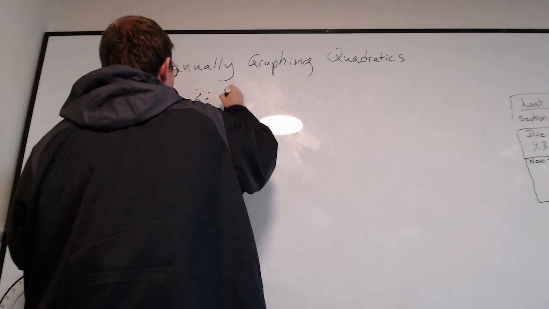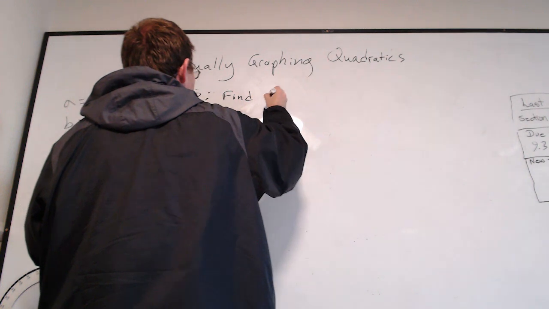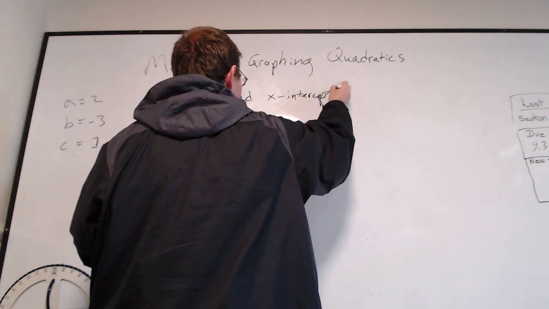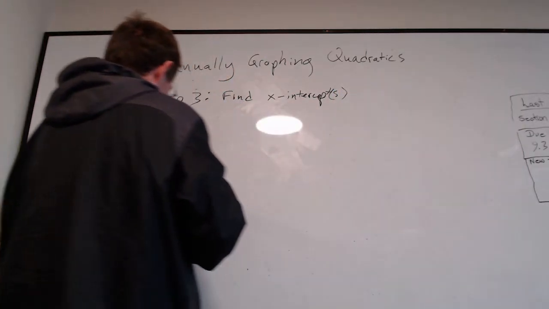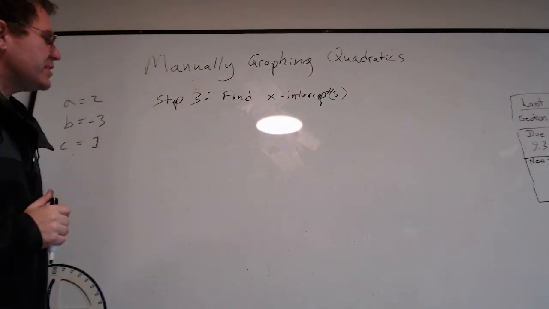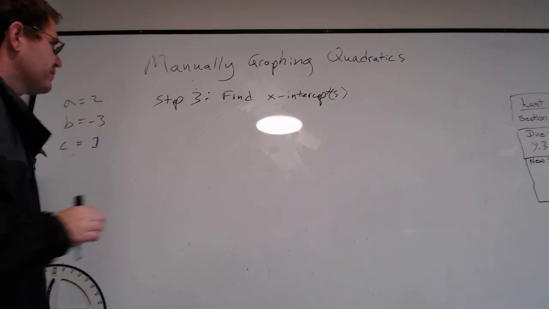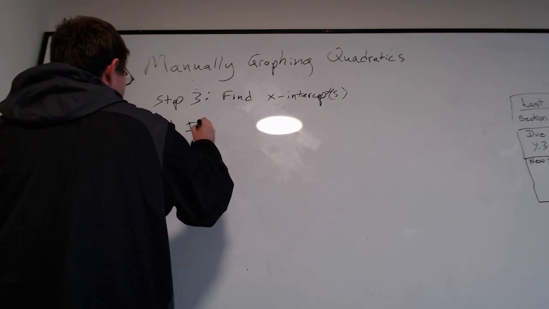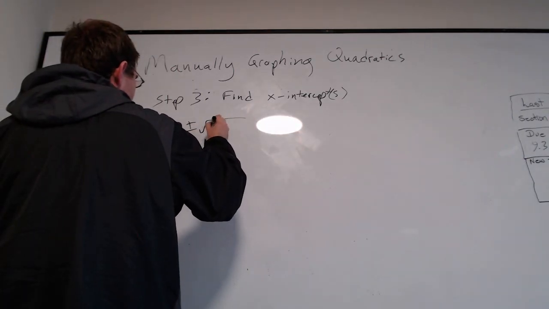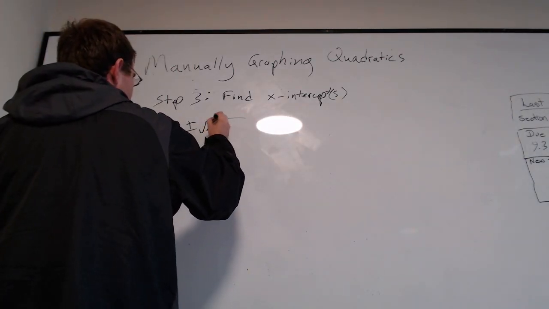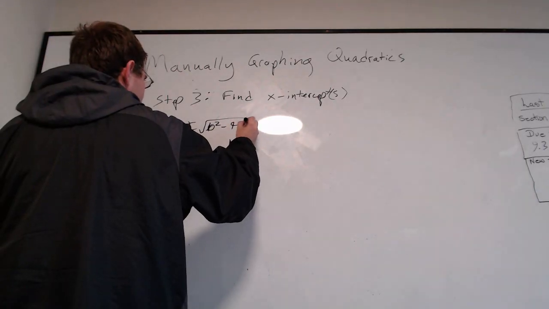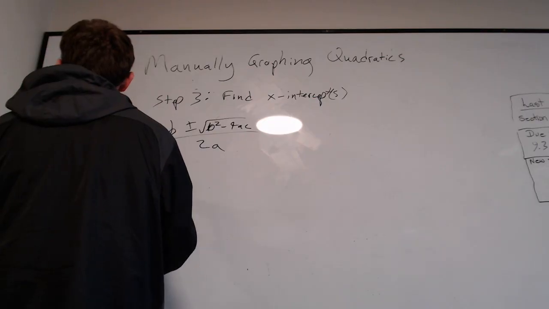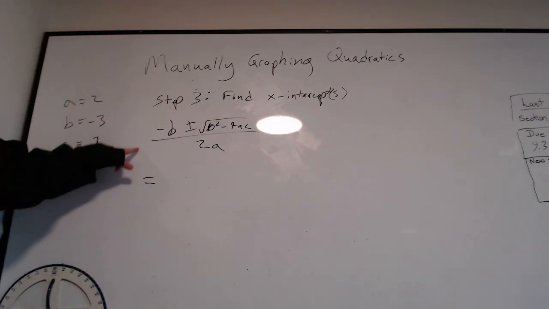Okay, so now this is step 3, I believe: find the x-intercept. For that, we just use the quadratic formula. We have negative b plus or minus the square root of b squared minus 4ac, over 2a, which equals... so negative b is going to be what?